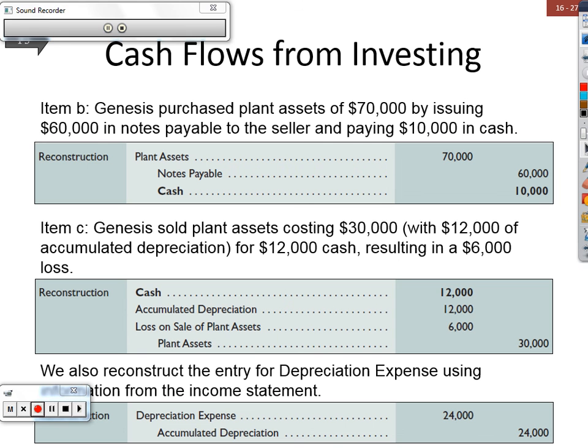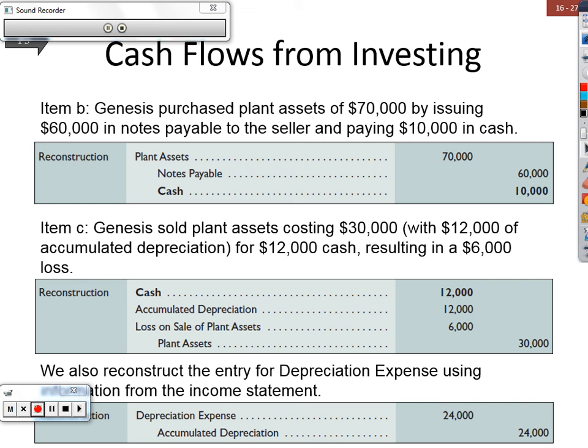Item B, they purchased plant assets. They issued a $60,000 note payable, paying how much in cash? $10,000. So in total, those plant assets were worth $70,000. $60,000 has incurred a debt, and we received $10,000 cash. And then item C, they sold plant assets costing $30,000 with a $12,000 accumulated depreciation, for $12,000 cash, resulting in a $6,000 loss.